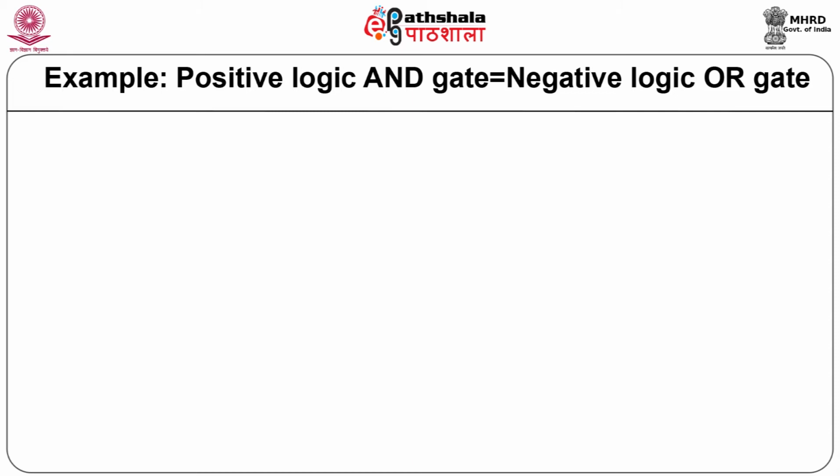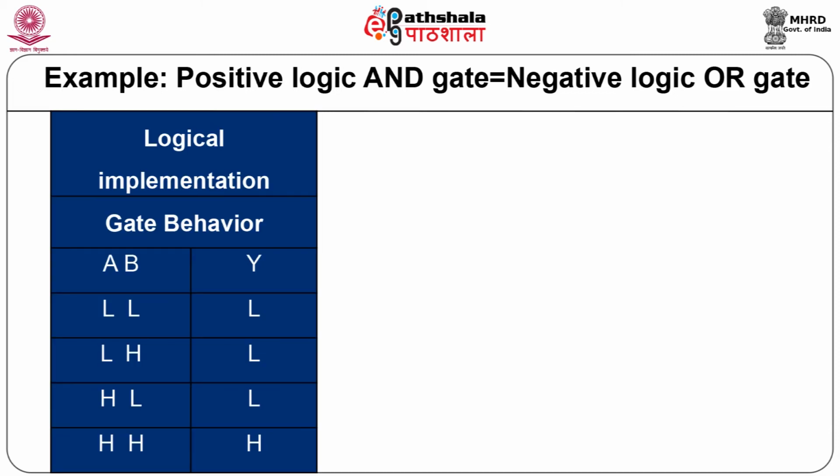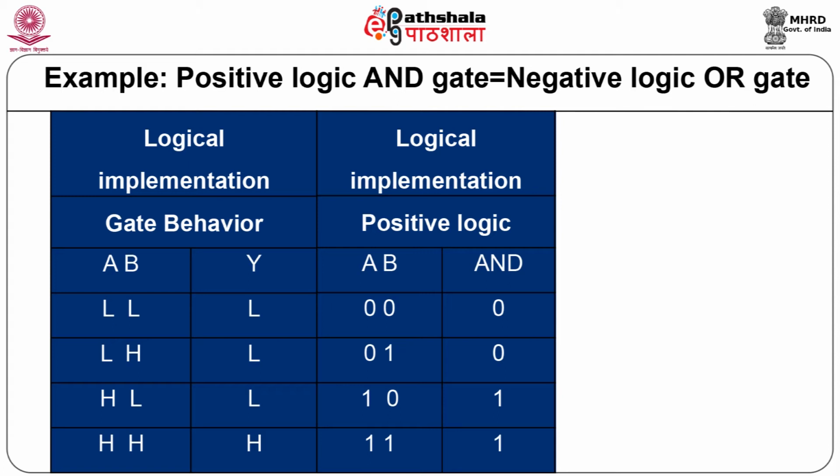Let us consider the example for positive and negative logic, that is, positive logic AND gate equals negative logic OR gate. Consider the table shown on the slide. Here A and B are inputs and Y is output. When both A and B are low, or if one of the inputs is low, the output is low. When both the inputs are high, output is high. The second table shows that 0 0 is equal to 0, 0 1 is 0, 1 0 is 1 and 1 1 is 1. So, the first table shows you the signal value and the second table shows you the logic value.